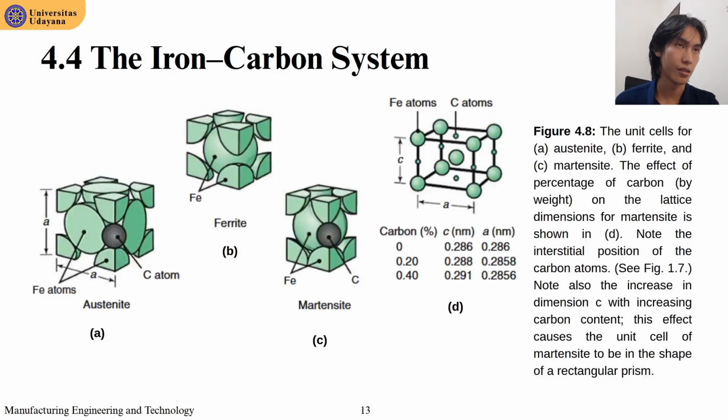Next is Figure 4.8, crystal structure. Ferrite, austenite, and martensite have different crystal structures. Martensite becomes distorted with more carbon. You can see on the C image with the logo C. There is distorted more carbon.